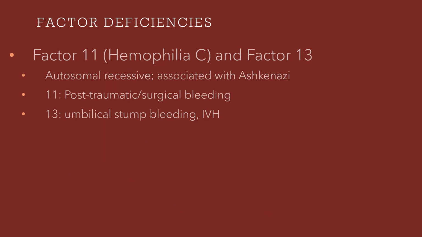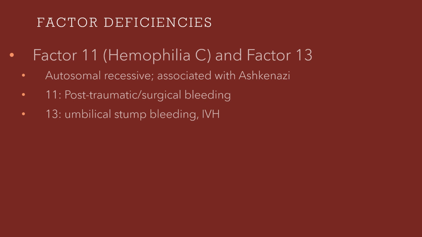So in addition to hemophilia A and B, there's also a hemophilia C, which is a factor 11 deficiency. If you think about the intrinsic pathway, 8, 9, 11, 12, hemophilia A was 8, 9 was B, and then we skip 10 because that's in the common pathway. Hemophilia C is in factor 11.